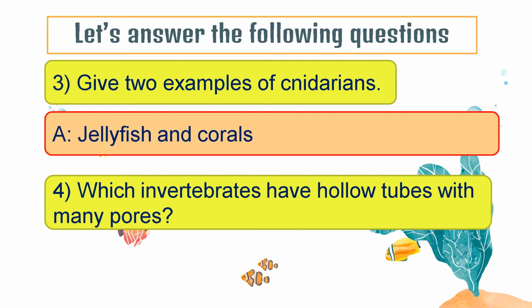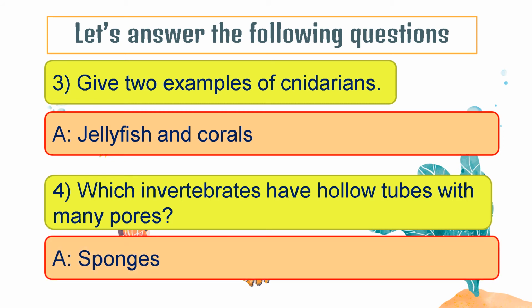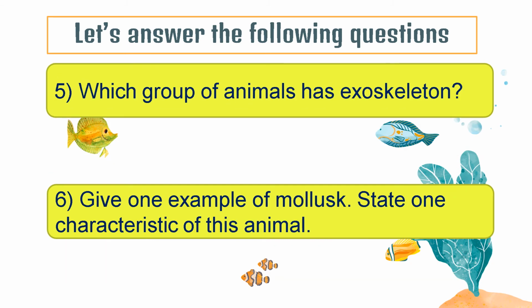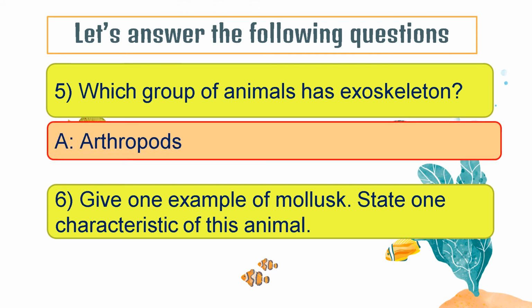Number 4. Which invertebrates have hollow tubes with many pores? That is correct. Sponges are invertebrates that have hollow tubes with many pores. Next, which group of animals has exoskeleton? Say it out loud. That's right. Arthropods are animals that have exoskeleton.